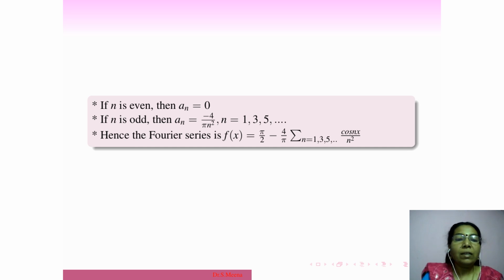So when n is even, the value of an will be equal to 0, and when n is odd, the value of an is equal to minus 4 by pi n square, where n is equal to 1, 3, 5, etc. Hence, the Fourier series for this function f of x is equal to pi by 2 minus 4 divided by pi into summation n equal to 1, 3, 5 and so on. So here we are getting the series in terms of an infinite series.